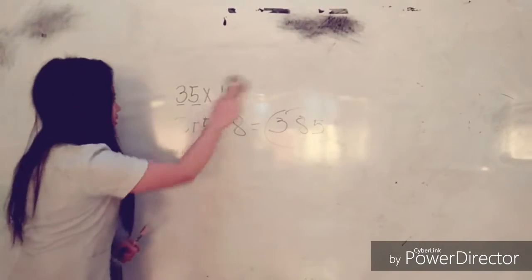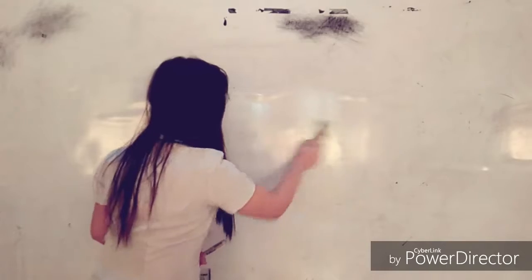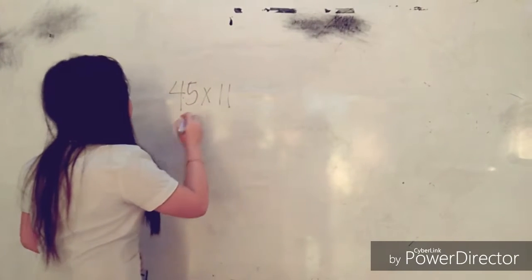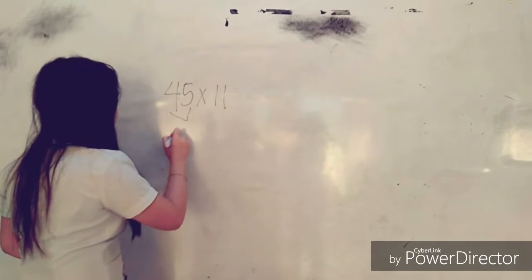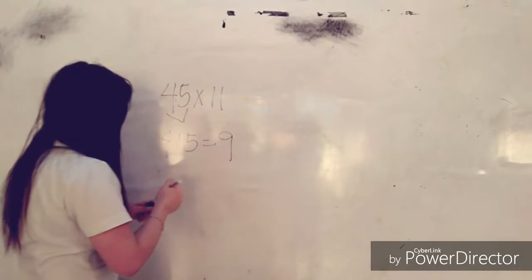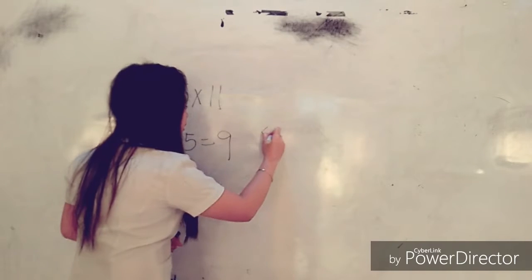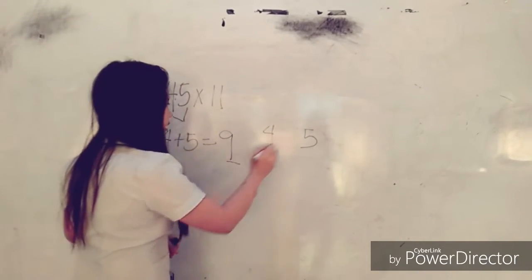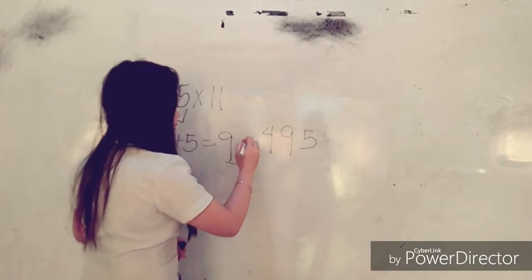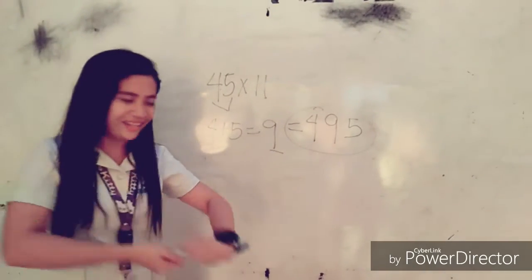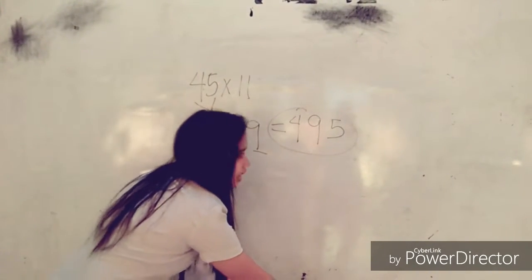So, get it? So, let's try another example. 45 times 11. We add 4 and 5. 4 plus 5 is equal to 9. And 4, leave space, put 5 and put 9 between 4 and 5. So, the answer is 495. So, get it? So, let's try the harder one.